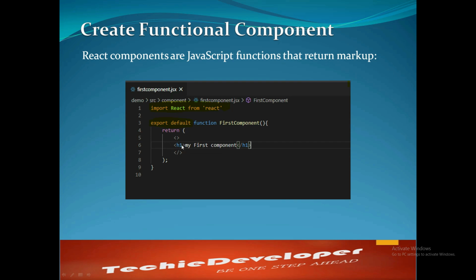Here you can see this is the first component. It's nothing but a JavaScript function. Inside its body it is returning HTML tags, nothing but markup. This is the JSX syntax. JSX means JavaScript XML. So a functional component is nothing but a JavaScript function which returns the markup. To simplify further, you can say a functional component is a JavaScript function which returns the HTML UI.